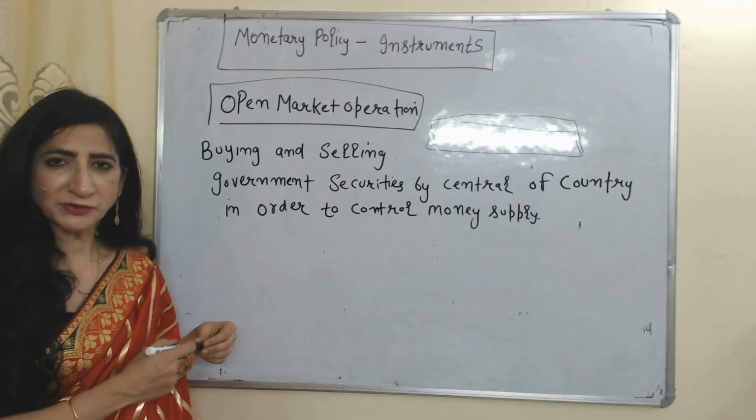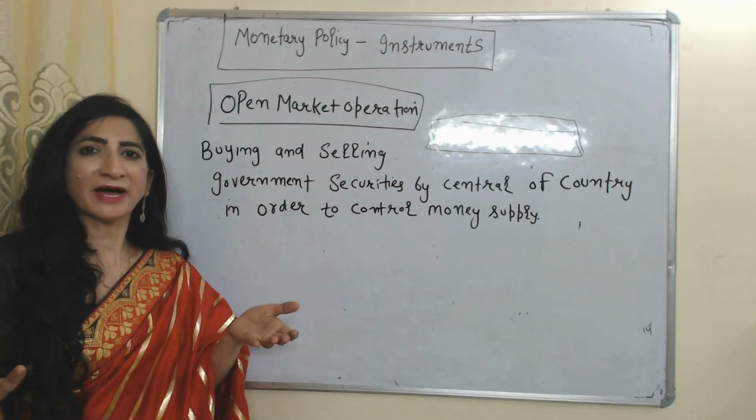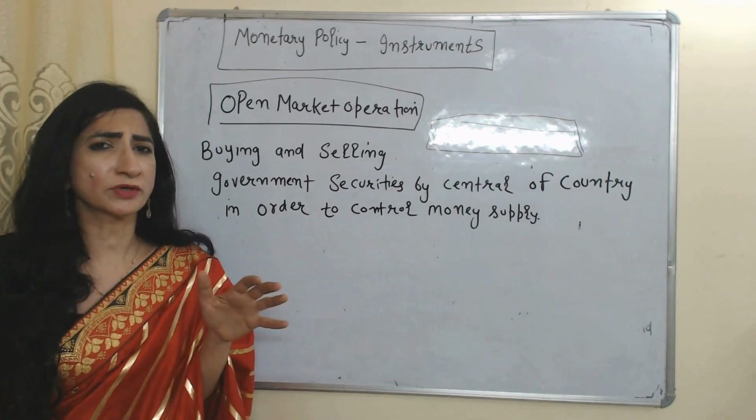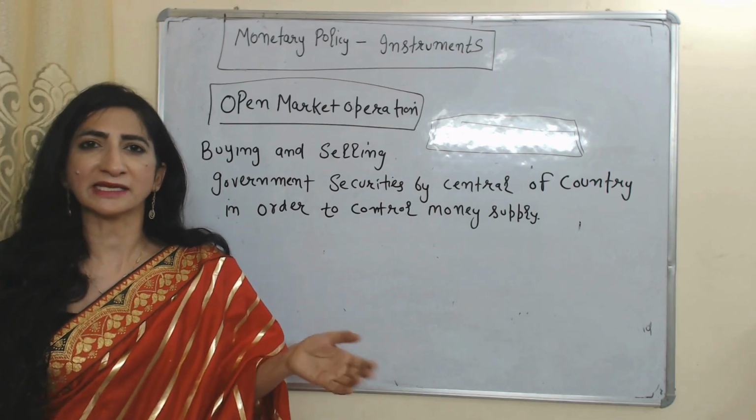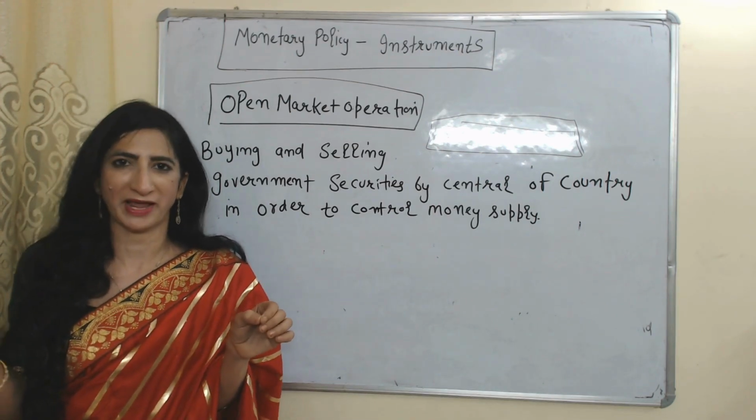The last quantitative instrument is open market operation. Open market operation means buying and selling government securities by the central bank in order to control the money supply.